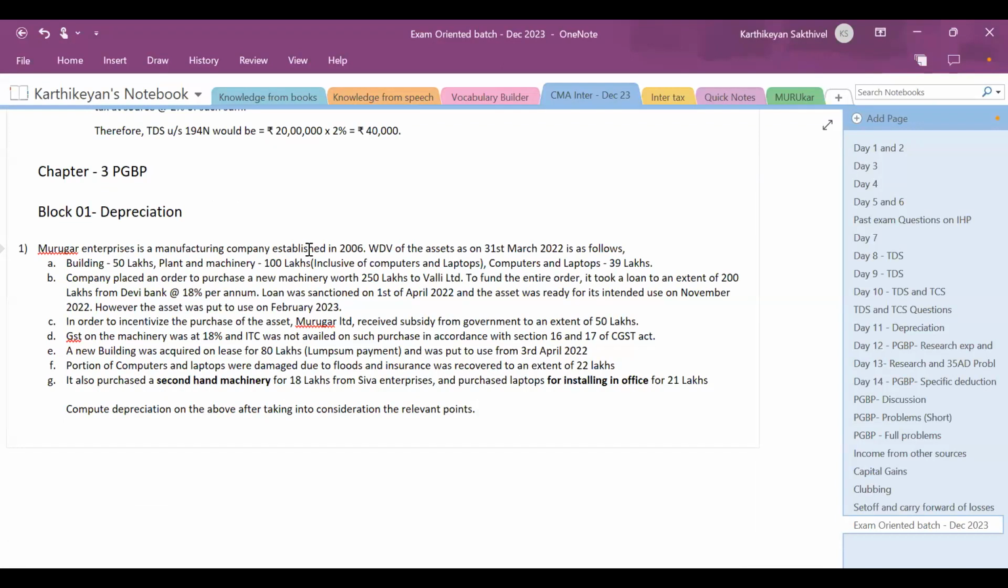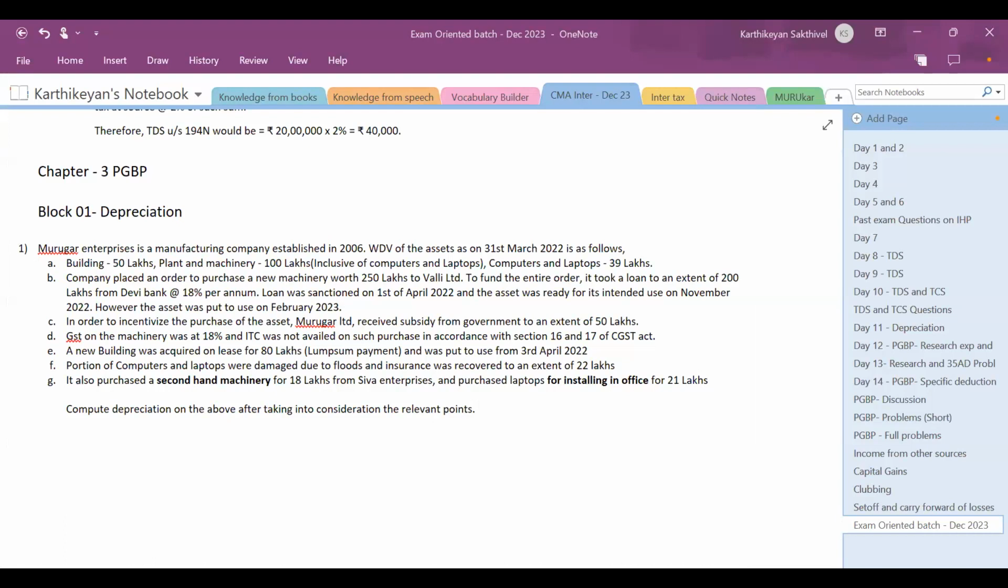The company placed an order to purchase new machinery worth 250 lakhs from Valli Limited. To fund the entire order, it took a loan of 200 lakhs from Devi Bank at 18% per annum. The loan was sanctioned on 1st April 2022 and the asset was ready for its intended use in November 2022. However, the asset was put to use in February 2023.